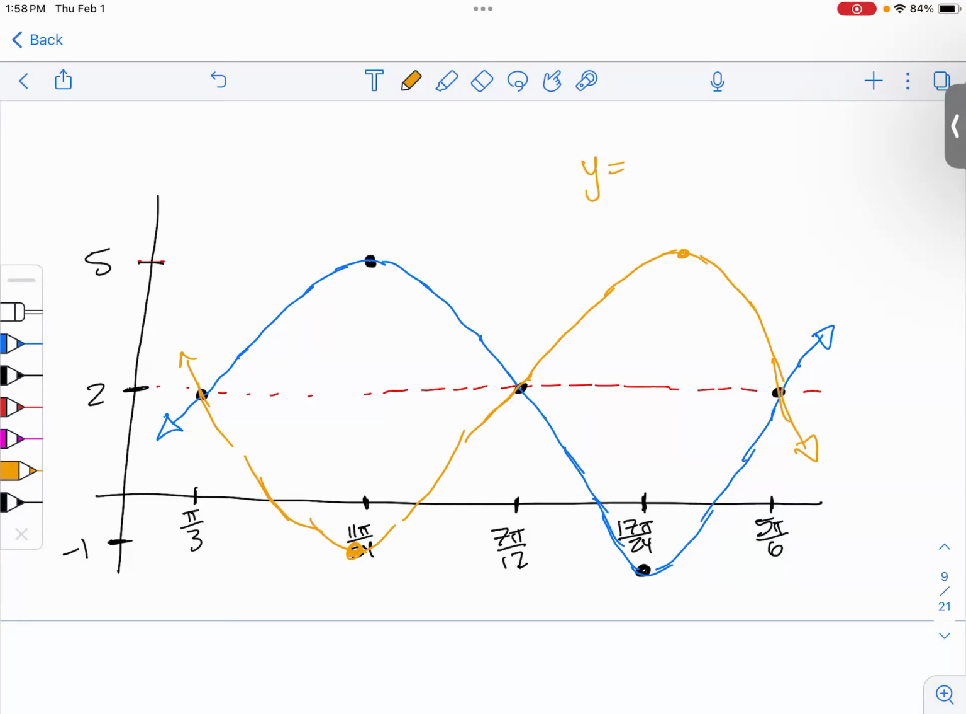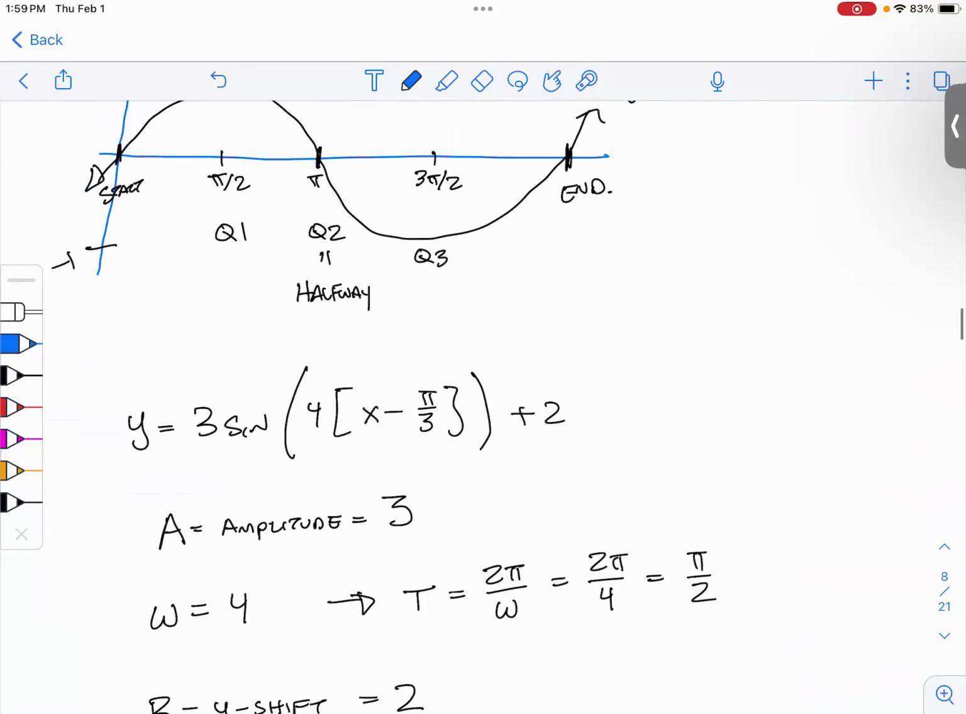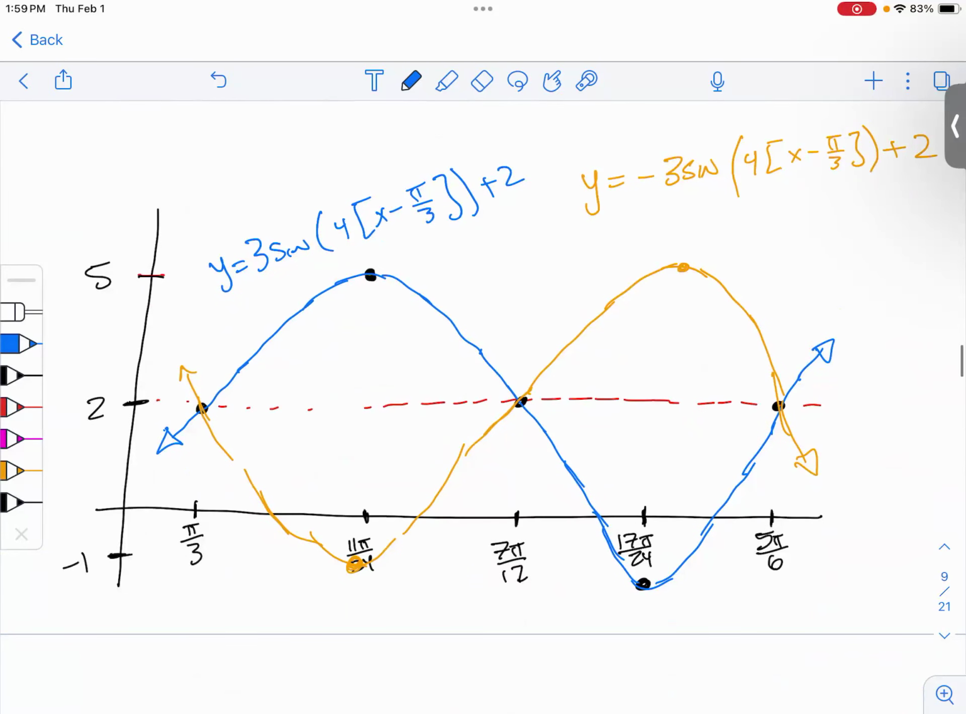So this guy is y equals -3 sine of 4x minus pi over 3 plus 2. The blue line, y equals 3 sine 4x minus pi over 3 plus 2. I wrote that correctly, right? 3, 4, yes. So, same graph. The only difference, negative or a positive. All right, to the calculator.